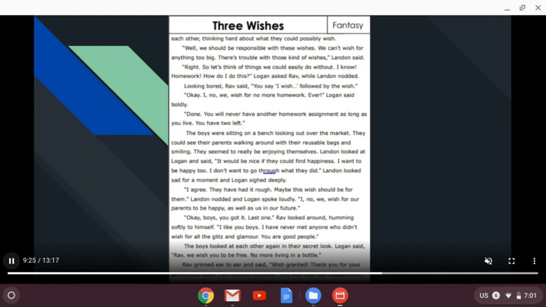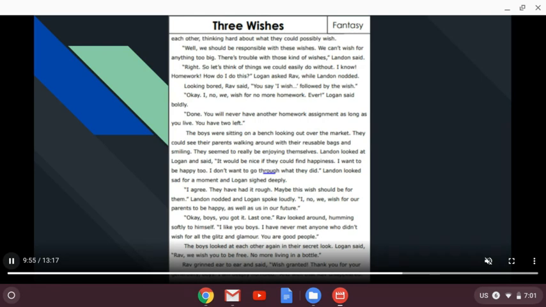They seemed to really be enjoying themselves. Landon looked at Logan and said, It would be nice if they could find happiness. I want to be happy too. And I don't want to go through what they did. Landon looked sad for a moment. And Logan sighed deeply. I agree. They have had it rough. Maybe this wish should be for them. Landon nodded and Logan spoke loudly. We wish for our parents to be happy, as well as us in the future.